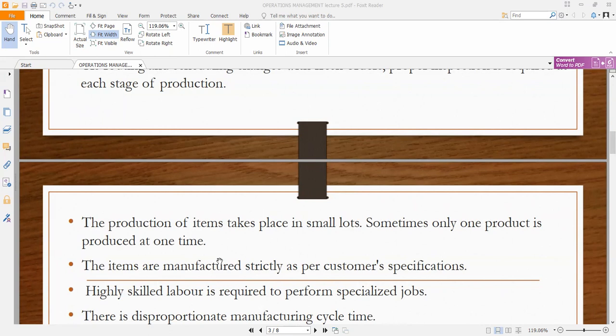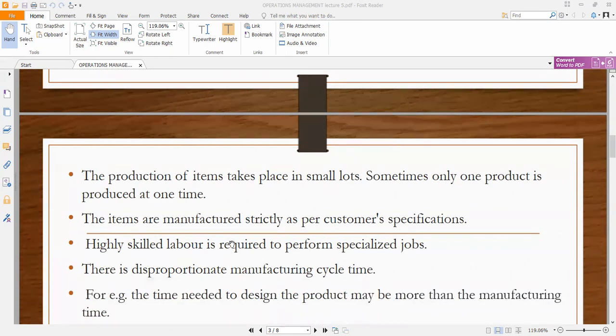So items are manufactured as per customer specification. For you to do that, another feature is added: highly skilled labor is required to perform specialized jobs. I was amused the time I was watching a documentary on Rolls Royce.